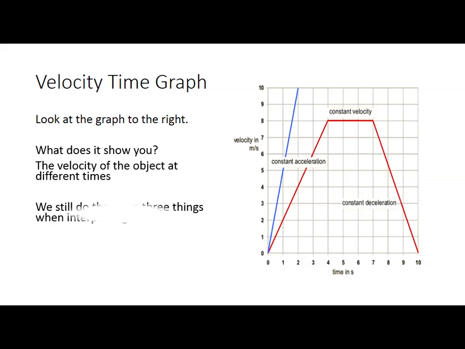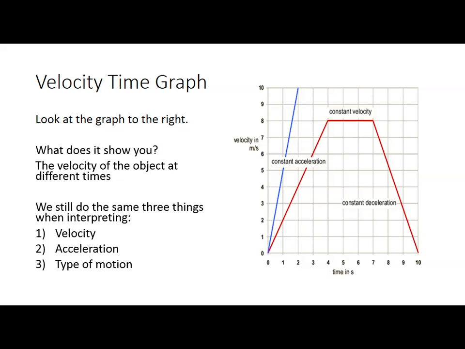Okay. The thing is, we can still do the same three things that we did with the position time graphs. You can tell me, is the velocity positive or negative or zero? Is the acceleration positive, negative, or zero? And then based on that, you can tell me, is it at rest? Is it at constant speed? Is it speeding up? Or is it slowing down? So we're going to do the exact same things, but we can't follow the exact same rules that we did with position and time. All right.